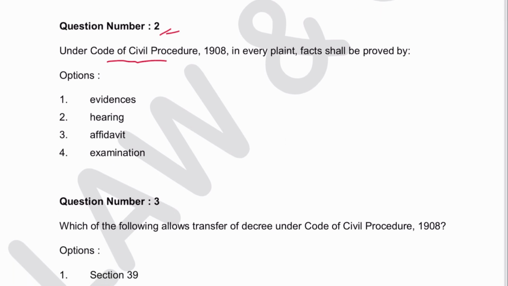Next is 2. Under CPC, in every plaint, fact shall be proved by evidence, hearing, affidavit or examination. Affidavit. 3 is the answer. And where is this mentioned? It is mentioned in section 26 subsection 2 of CPC.